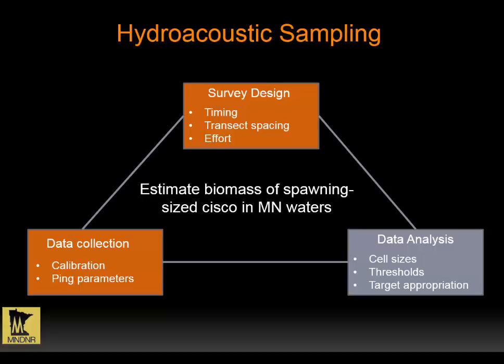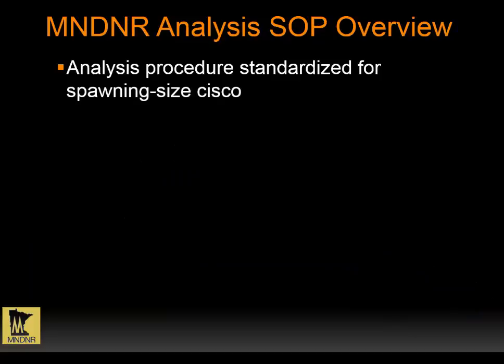When we began to analyze the data internally, we realized our objective had changed. It was important to revisit, first of all, how the data is being analyzed, and secondly, whether the survey design is appropriate for sampling spawning-sized Cisco. We had a large time series of data, and the first thing we wanted to do was look at the data analysis and ask: are we analyzing this data in the best way we can for spawning-sized Cisco? So we developed a standard operating procedure to standardize the data just for those larger Cisco, and we went through a series of steps to develop this SOP.